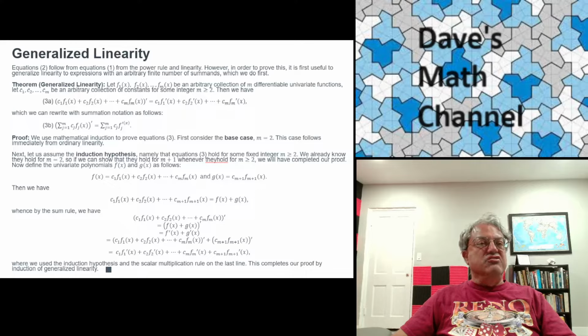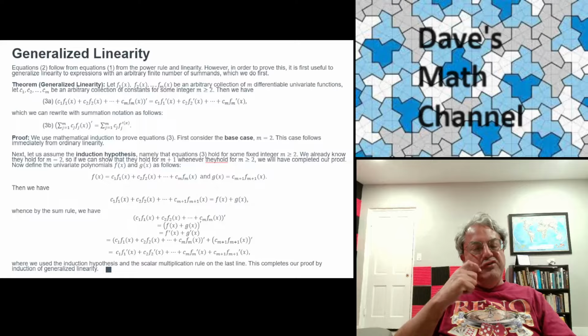And the way you can prove this in general is you use something called mathematical induction. This is a very powerful form of proof in math. I think most people learn this in high school, but in case you're not familiar with it, the way it works is, to prove that some fact is true for every integer m, or n, or whatever variable you're using, you first prove a base case. In this case, the base case is m equals 2. And we know that m equals 2 works because that was what we had before. That's just what we called ordinary linearity.